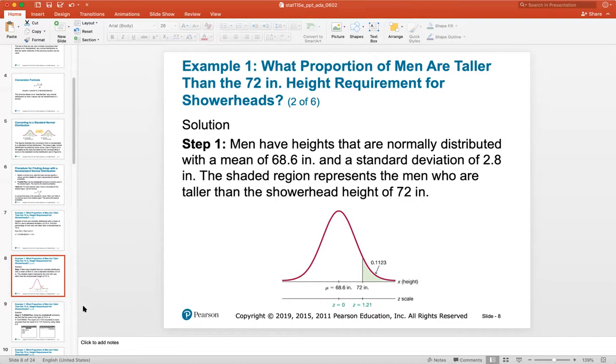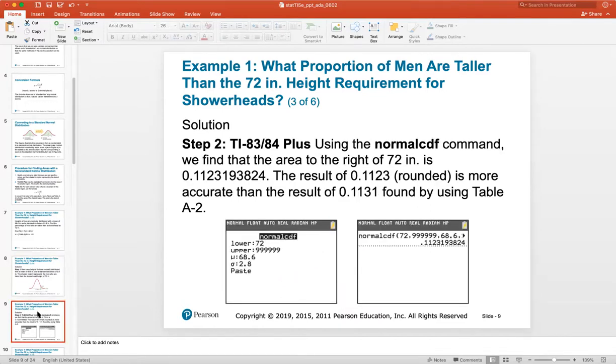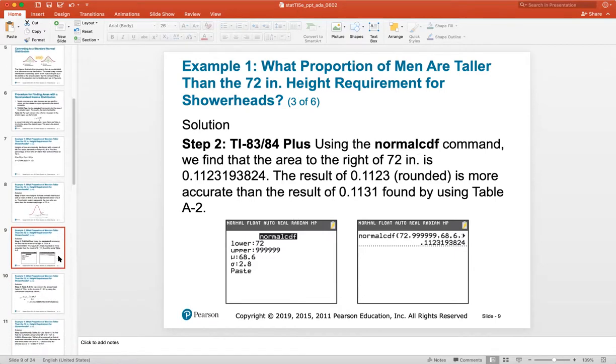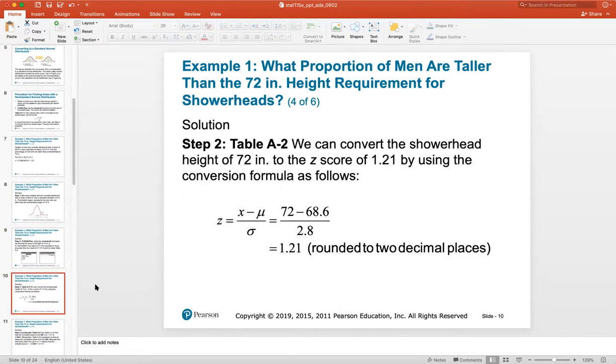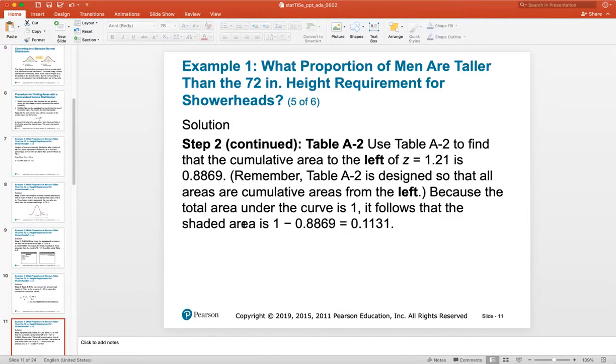Okay, and then step two. I told you, using the normal CDF, we could directly figure out the probability. But here we can convert that 72, the x value of a random variable of normal distribution, to the z-score using the conversion formula. And then we use table A-2, because table A-2 lists the probabilities of the standard normal distribution.